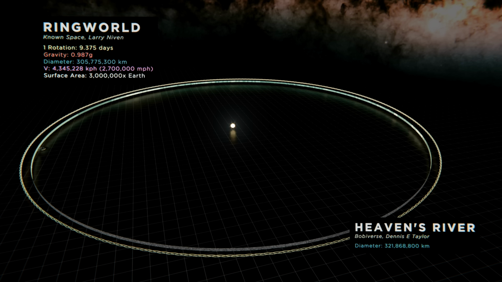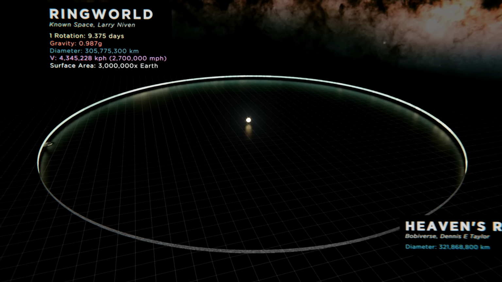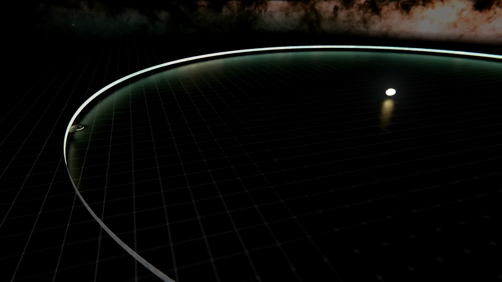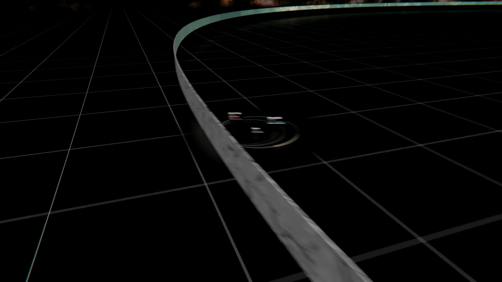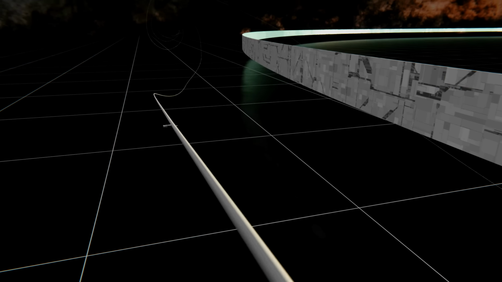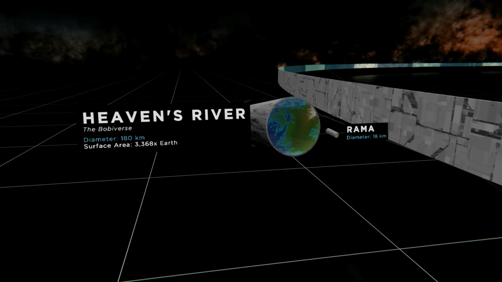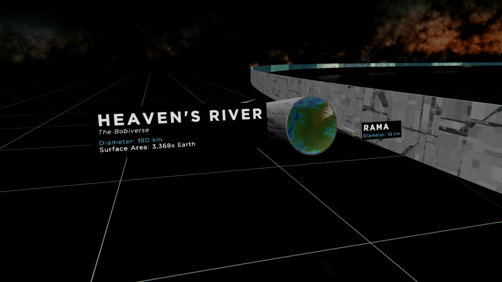It's not actually this thick. The diameter of the cylinder is only 180 kilometers, which is still pretty big, but from this distance you can't see it. So let's zoom in. It rotates inside a static shell, and I put Rama here for scale. And as for the total surface area, doing the math, it would be over 600 billion square kilometers, which is about 3,300 Earths. Still ridiculous, but not quite the Ringworld.